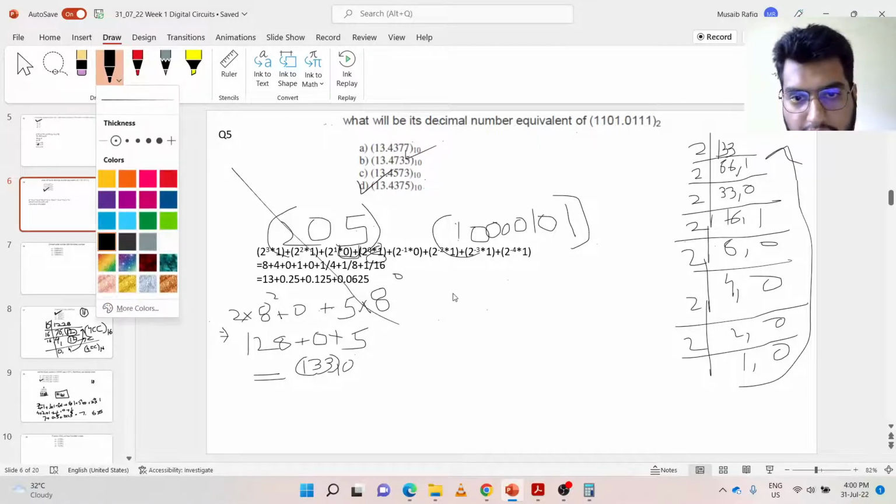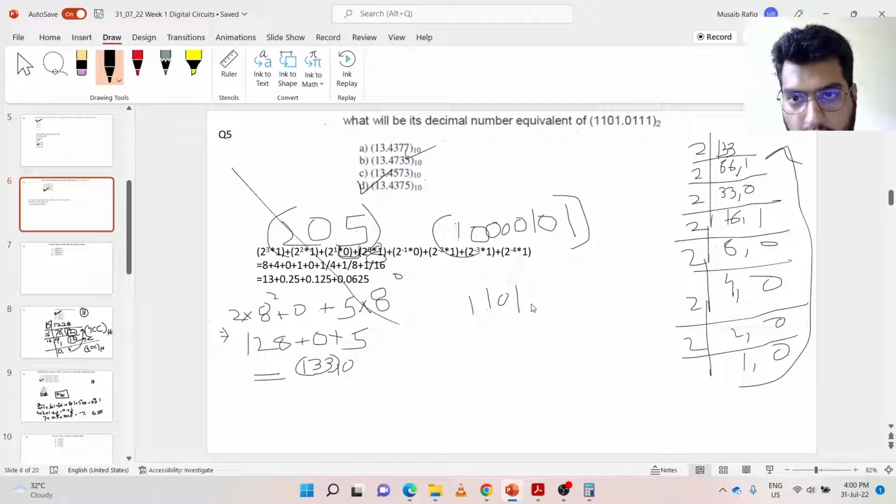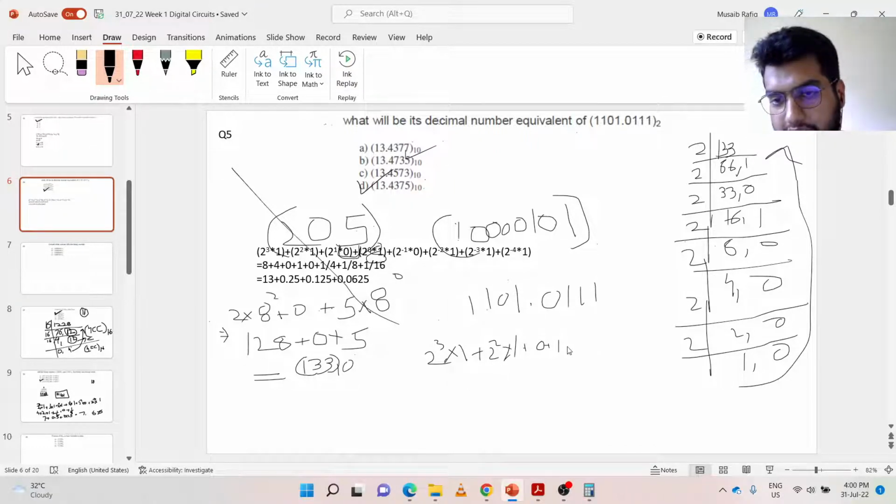The question was asking us to find the decimal equivalent of 1101.011. The integer digits have powers 0, 1, 2, 3: 2 to power 3 multiplied by 1, plus 2 to power 2 multiplied by 1, plus 0, plus 1. Now I'll take the part on the right-hand side of the decimal: 0 multiplied by 2 to power minus 1, plus 1 multiplied by 2 to power minus 2, plus 1 multiplied by 2 to power minus 3, and plus 1 multiplied by 2 to power minus 4.